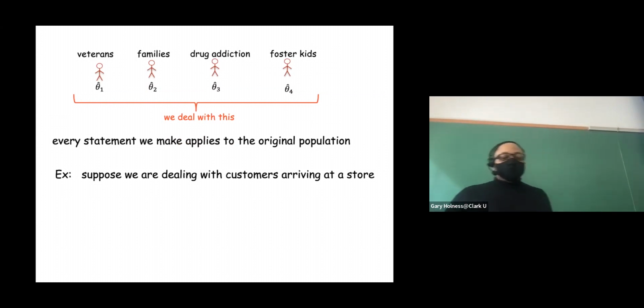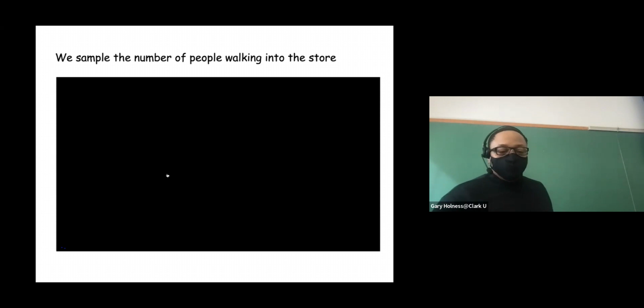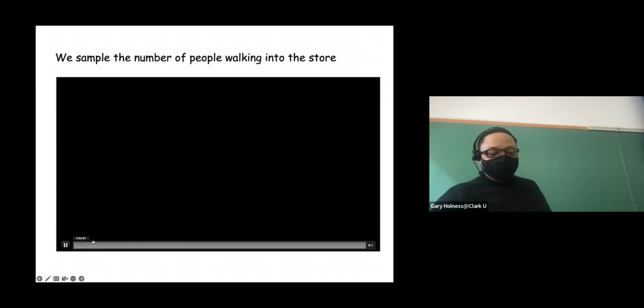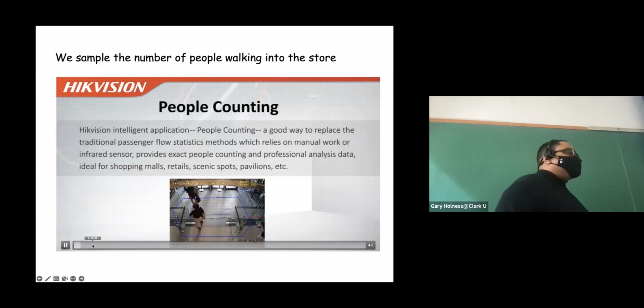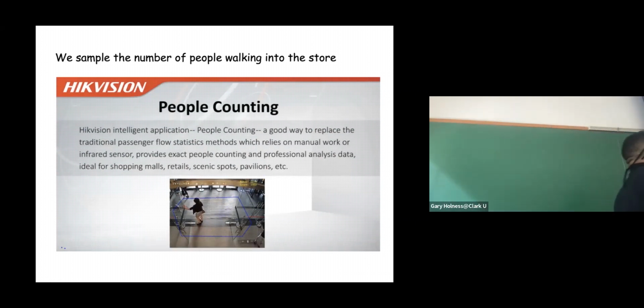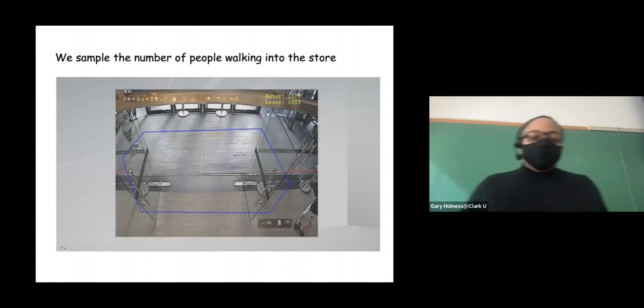And so suppose, and this is an example, we're dealing with customers arriving at the store. We instrument this, and I think I've shown this before, a tracking system. And this tracking system is just counting the presence of customers. It's not looking at their identities. And you can see that the numbers in the upper right-hand corner correspond to the number of people who have entered the store and the number of people who have left the store.